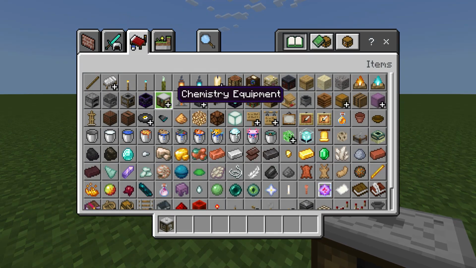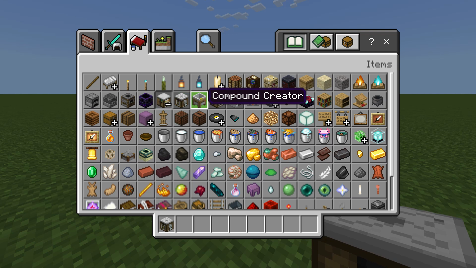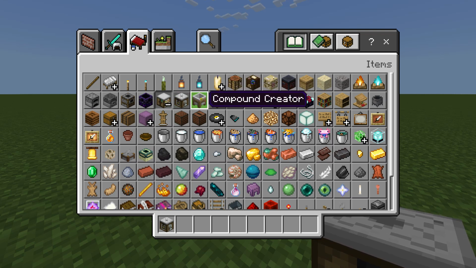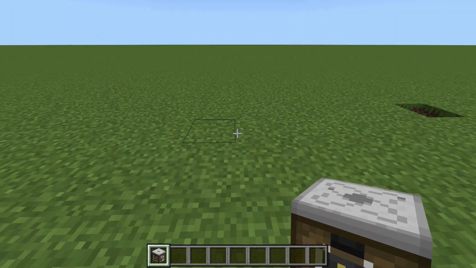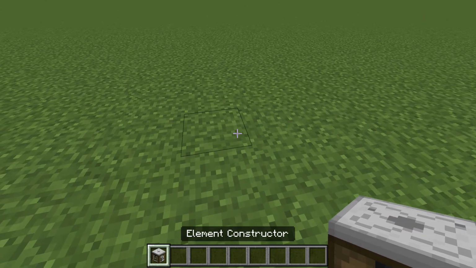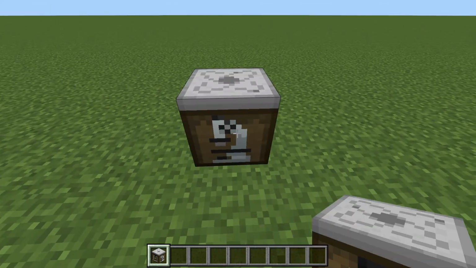You're gonna want to get the element constructor, the compound creator, the lab table, and the material reducer. The first thing that we're gonna do is see what the element constructor is.